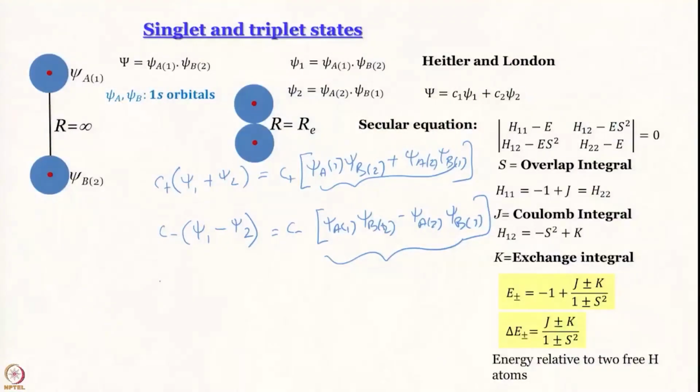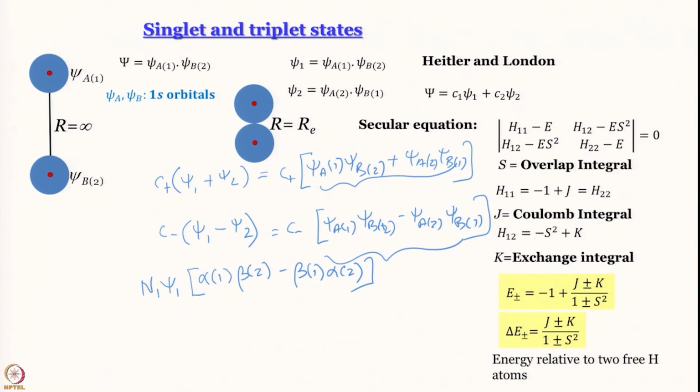So, what will be the corresponding spin wave functions? For psi 1, since it is symmetric, it has to be associated with the antisymmetric spin wave function alpha 1 beta 2 minus beta 1 alpha 2. Alright. Let me just write N1, overall normalization constant.